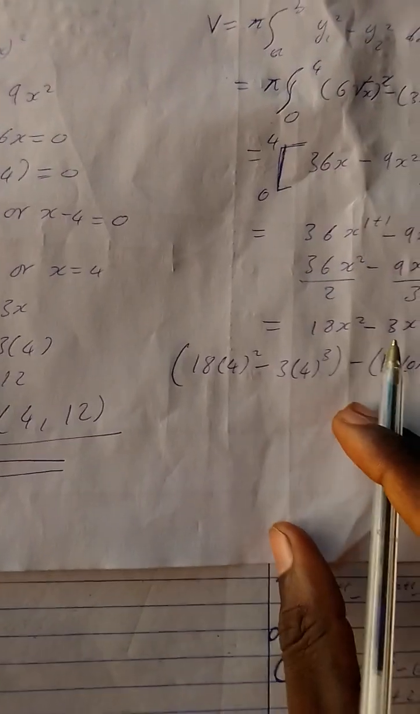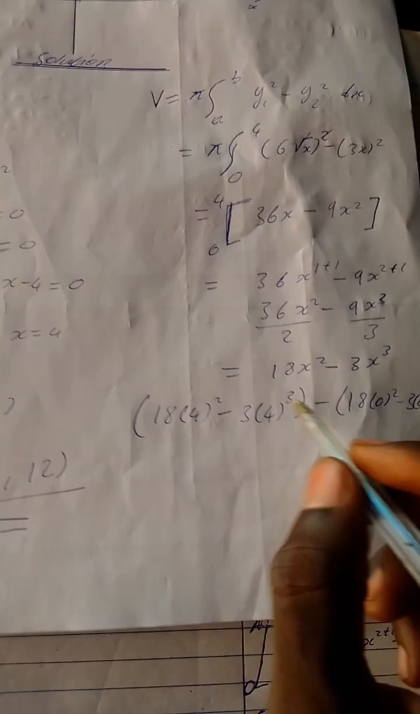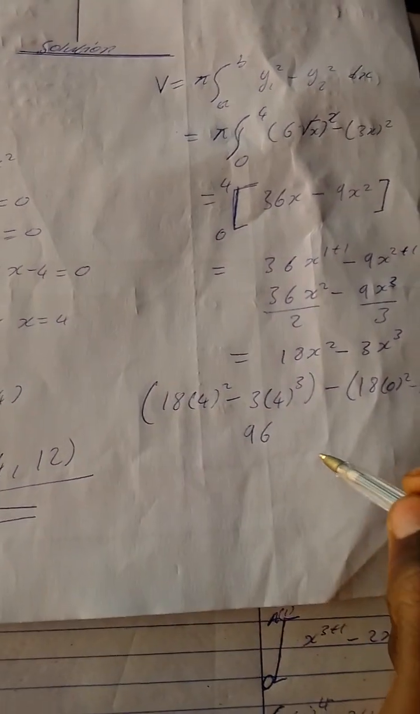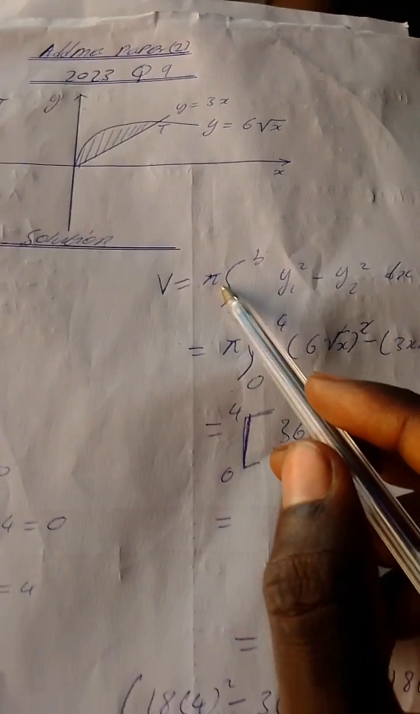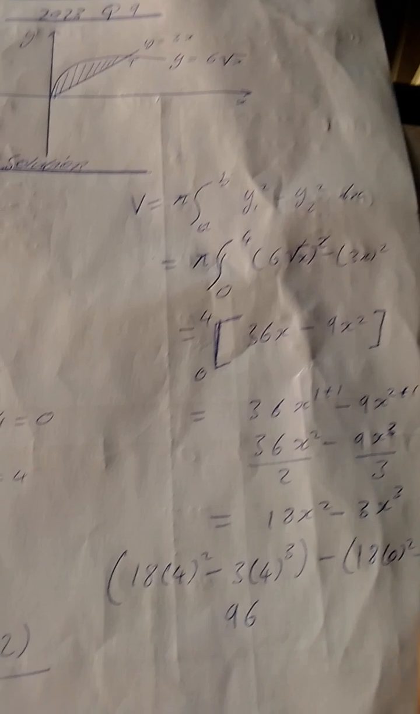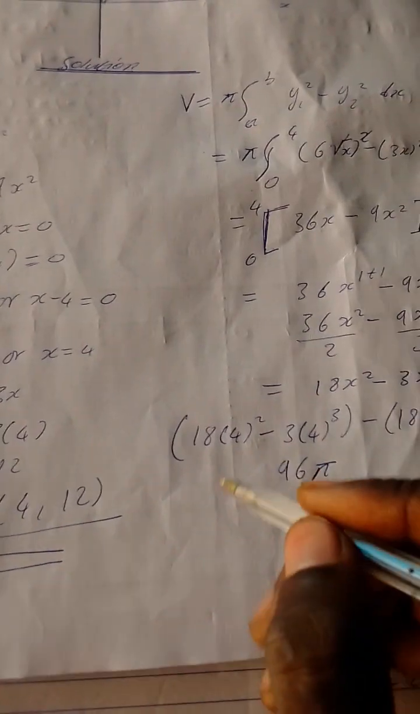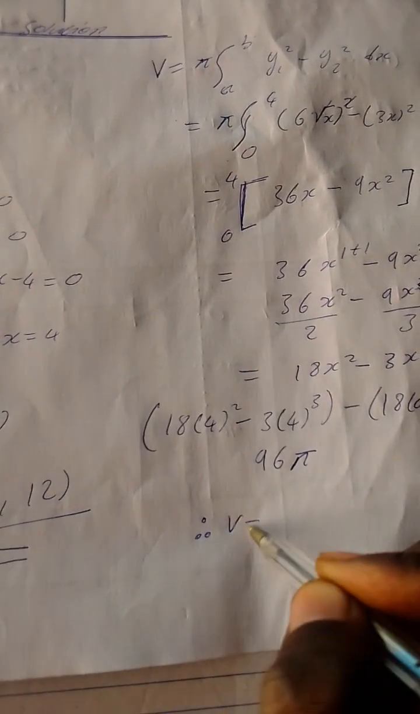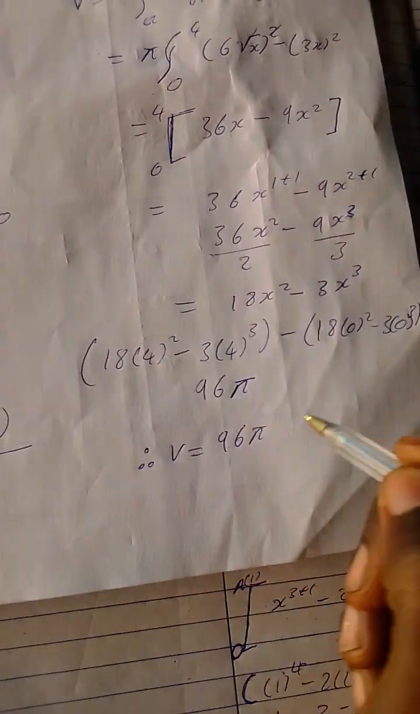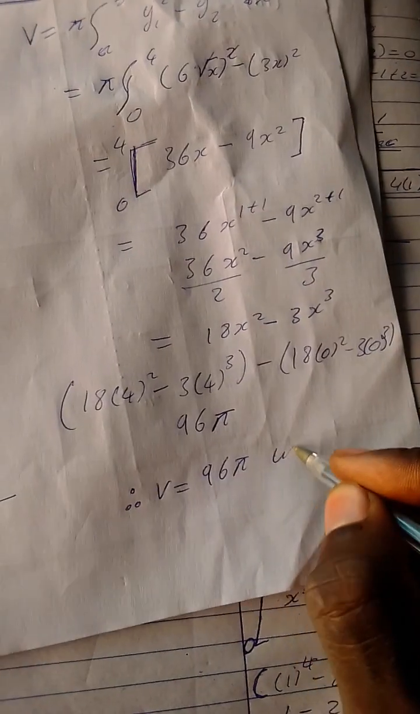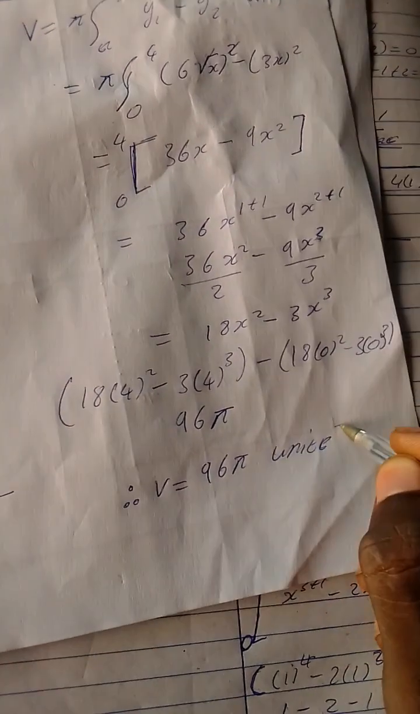Then when you simplify, since here it is 0, when you compute this it gives you 0, but when you compute the upper limit it gives you 96. Now always don't forget that in the formula we had a pi at the first. When solving, yes, you can ignore it for now, but when you are writing the final answer, you apply the same pi to be 96 pi. Therefore volume is equal to 96 pi units cubed.